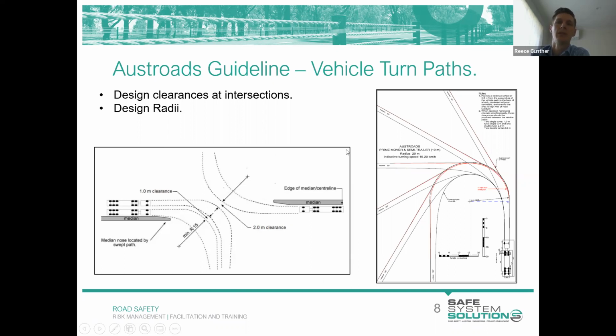In addition to this, we've got another snip here of some clearances that are required between vehicle movements at an intersection. And we commonly find that sometimes these clearances are not being achieved. For vehicles turning right or opposing movements, we need a 2-metre clearance between vehicles to mitigate any head-on type crashes. And when we're looking at dual turns, we need a 1-metre clearance between the vehicles performing that particular manoeuvre. So it's important to note that, to ensure that our designs are safe.